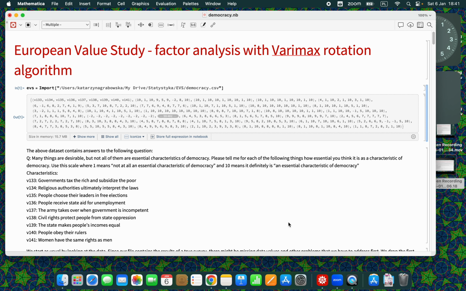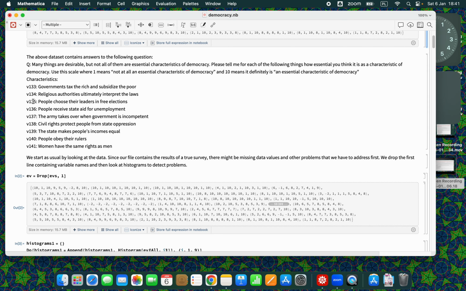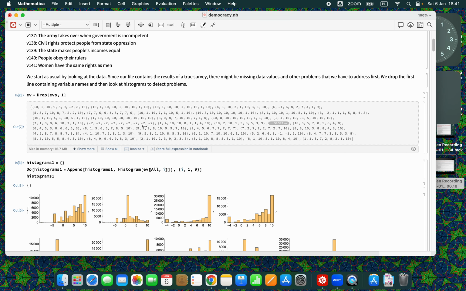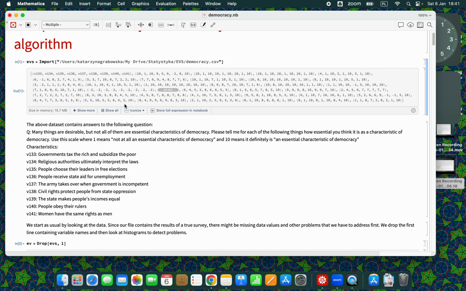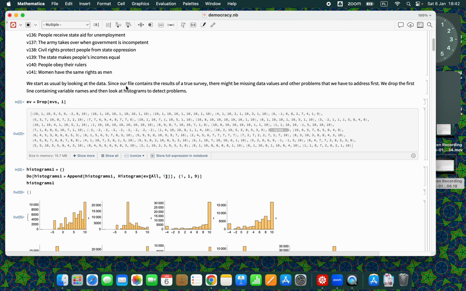Now we are doing an example of factor analysis on European Value Study data with the Varimax rotation algorithm. We start as usual with loading the data. We have discussed the variables previously. First thing we have to do is to drop the titles of variables which are in the first row in our table. So we forget here about the first row.